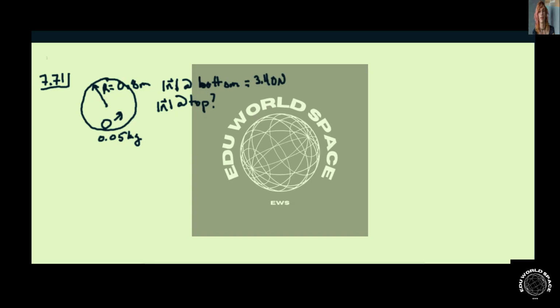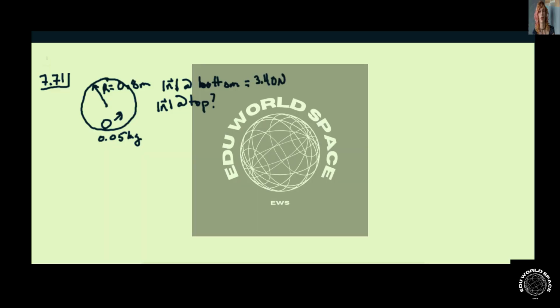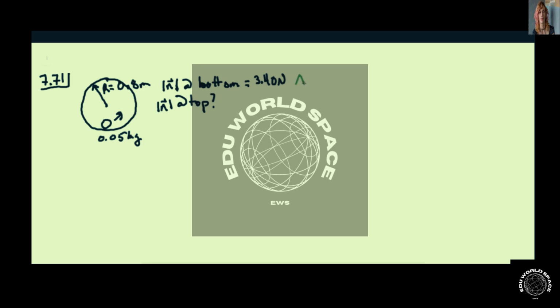Problem 7.71, we have a block with a mass of 50 grams sliding around a circular track without friction, which has a radius of 0.8 meters. Now we're told that the normal force at the bottom is equal to 3.4 newtons, and we'd like to find the normal force at the top. So let's call the bottom point A, let's call the top point B.